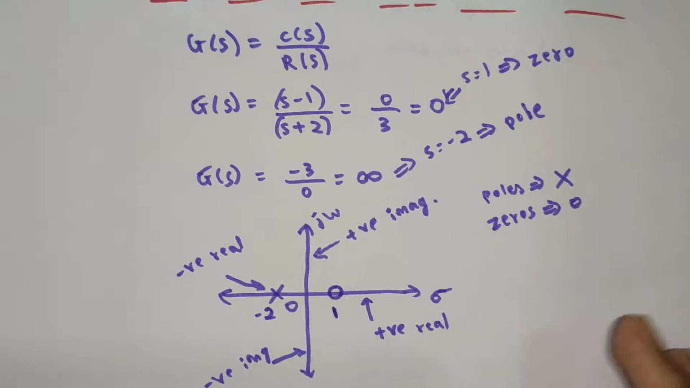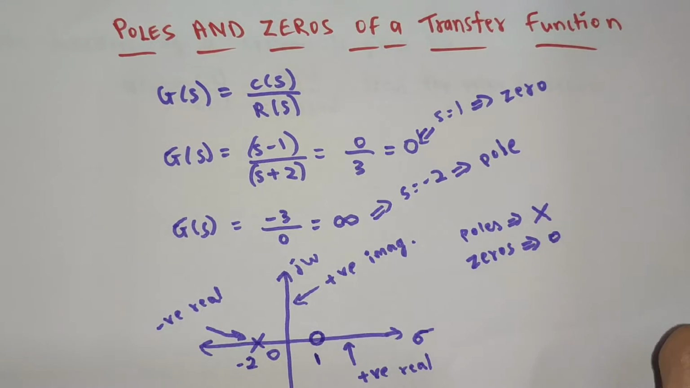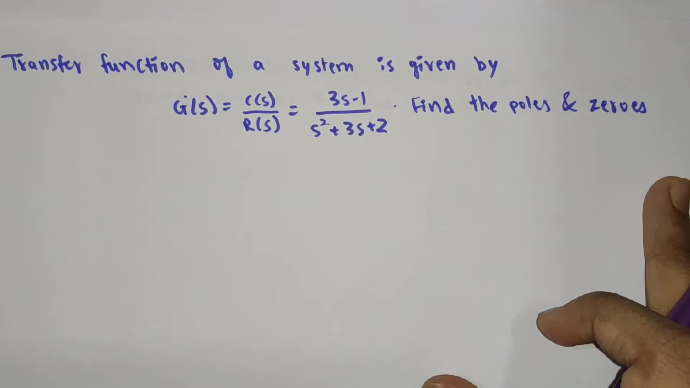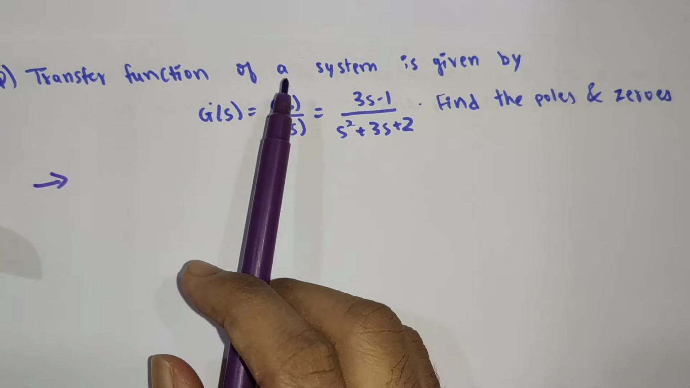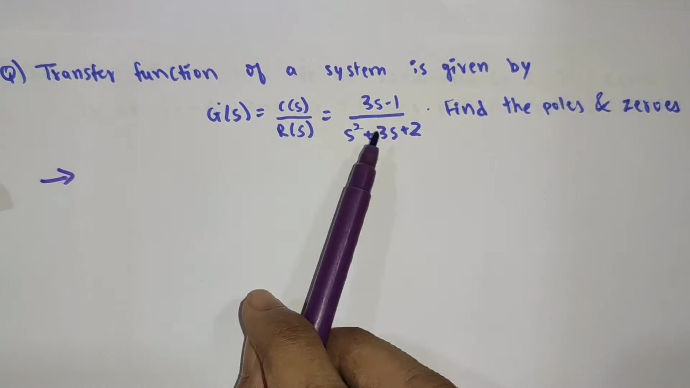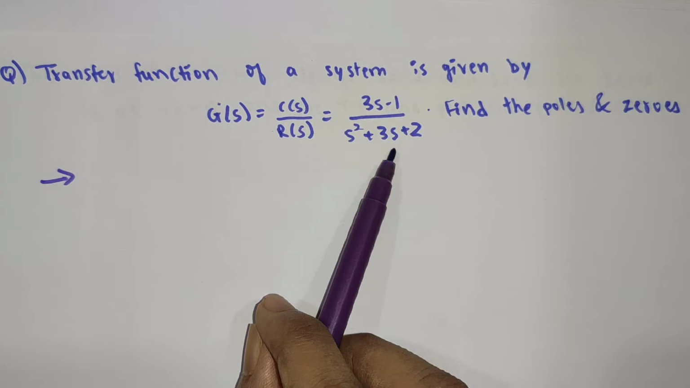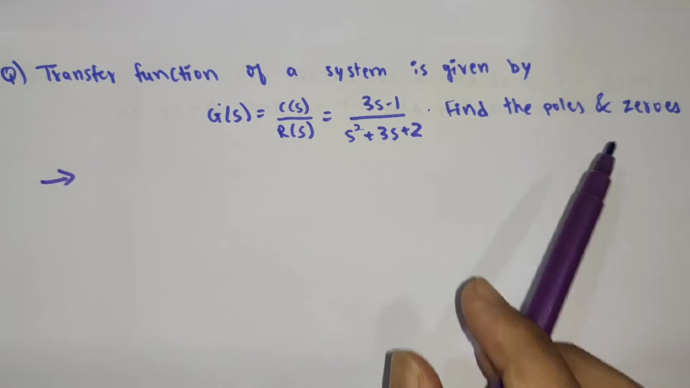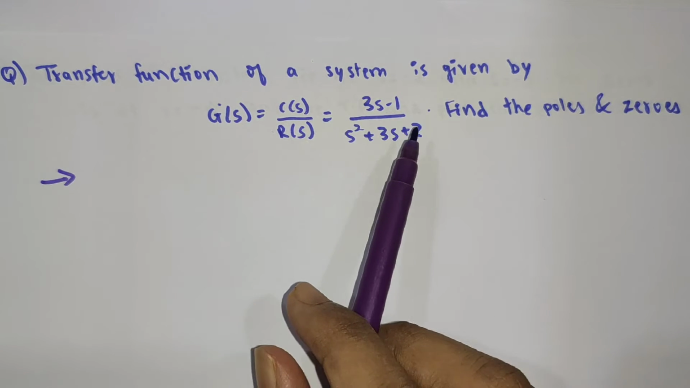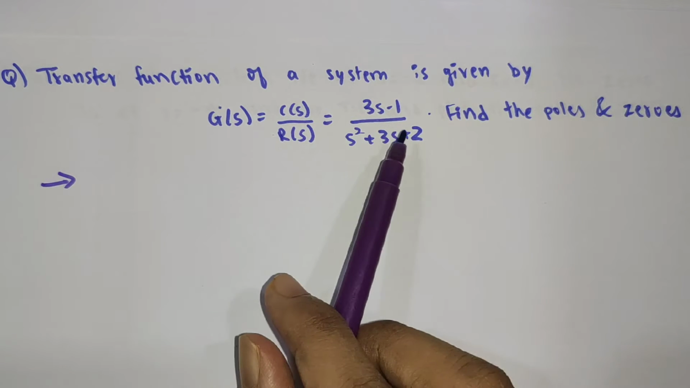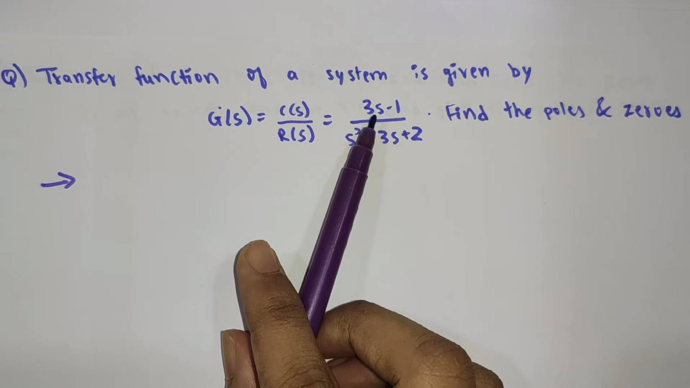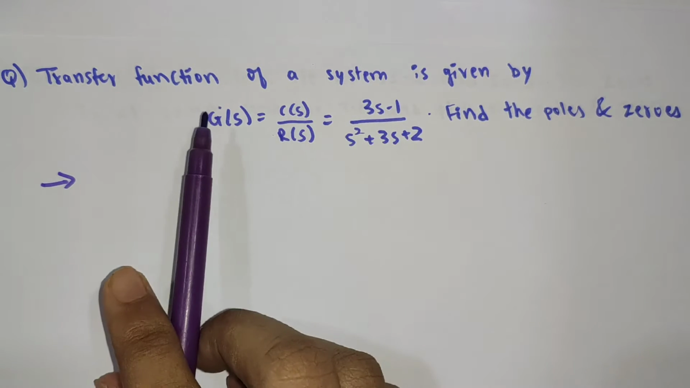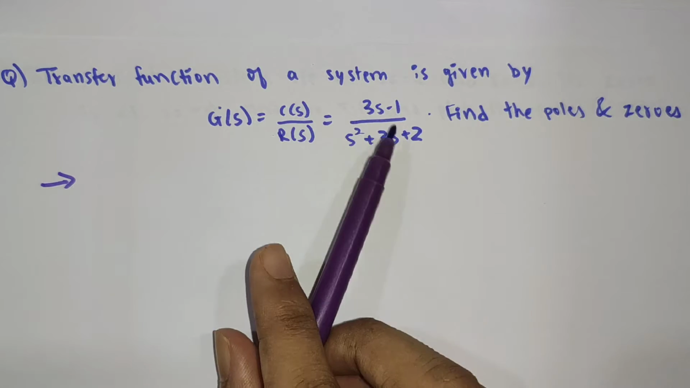If you haven't understood this, you will understand it now when we solve a sum. In this sum it is given that the transfer function of a system is (3s - 1)/(s^2 + 3s + 2), and we have to find the poles and zeros. To find the zeros, you always have to equate the numerator to 0, because we want the value of s at which G(s) turns out to be 0.